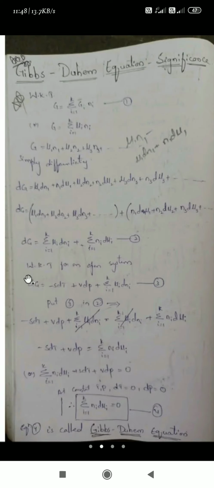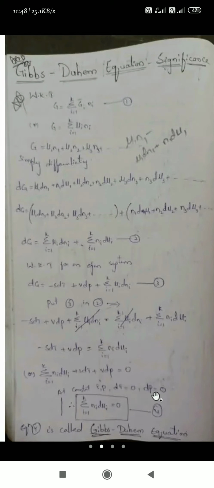Compare these two equations now. When you compare these two equations, you can correlate the RHS sides, cancel off these two, and finally what you get is minus S dT plus V dP equal to this summation. Move these two terms to this side, which makes it equal to 0.